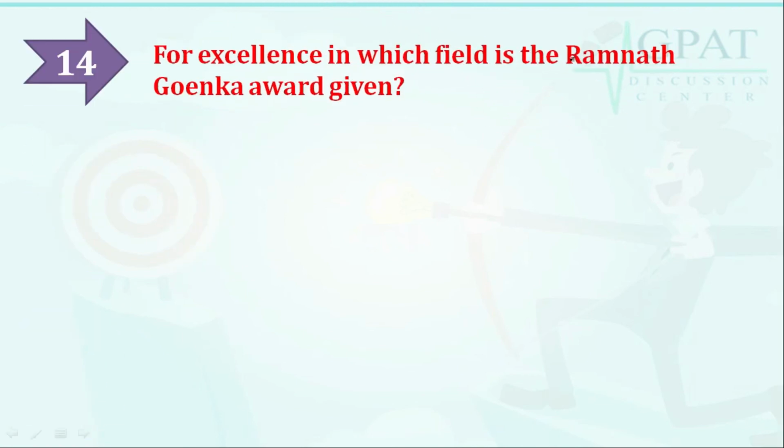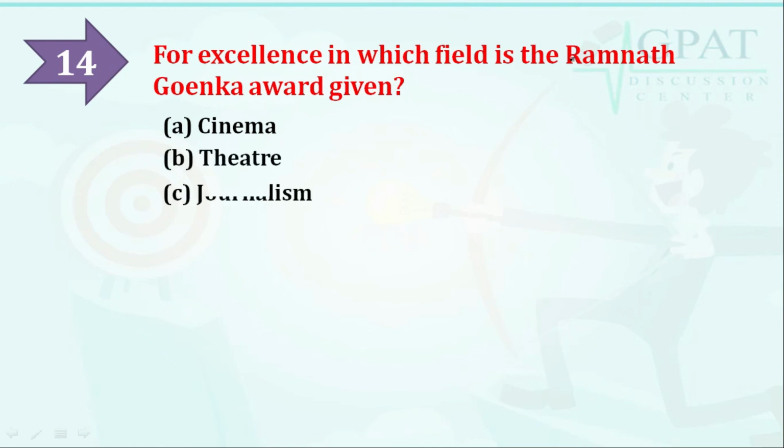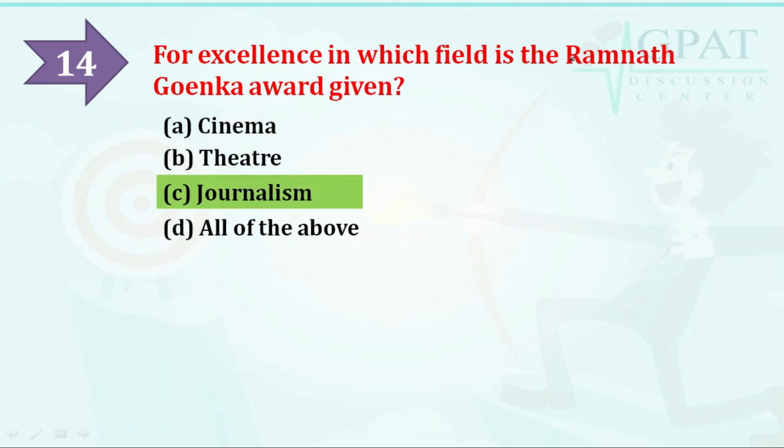Next question is, for excellence in which field is the Ramnath Goenka Award given? Option A is cinema, option B is theatre, option C is journalism, option D is all of the above. So for excellence in which field is the Ramnath Goenka Award given? So the correct answer is journalism. For excellence in journalism the Ramnath Goenka Award is given.